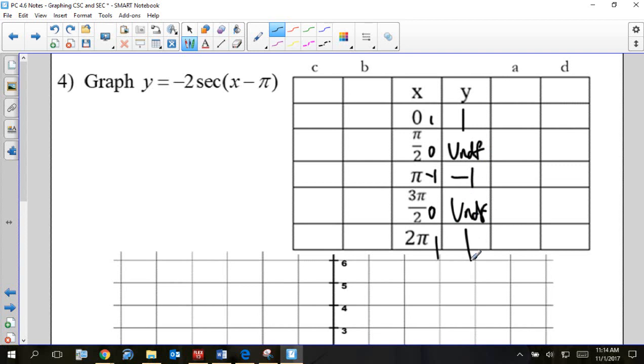All right, what transformations do we have? We've got a -2 in front. What does that tell me to do in my table? It's going to be the y's. We've got a reflect in the x-axis and a vertical stretch of 2. We're going to multiply -2 on the y side. So how does multiplying undefined by -2 change it? Doesn't. It's still undefined.